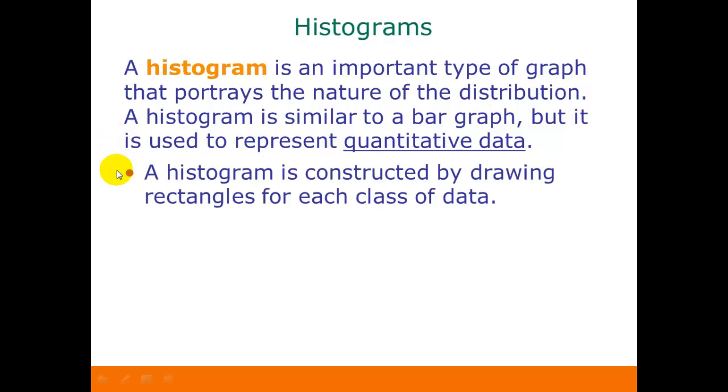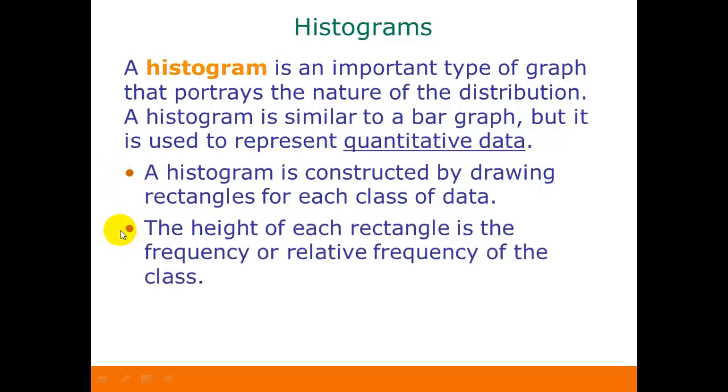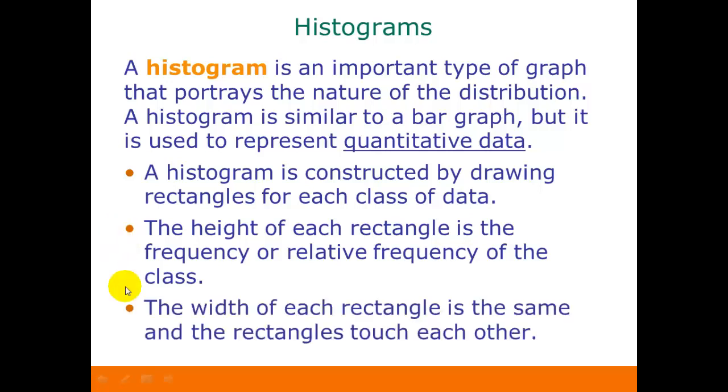We're going to use the classes that we came up with for our frequency distribution, and we draw a rectangle for each class. The height of each rectangle is the frequency or the relative frequency of that class. And here's one difference between histograms and bar graphs. The width of each rectangle is the same, just like for a bar graph, but in a histogram the rectangles touch each other.